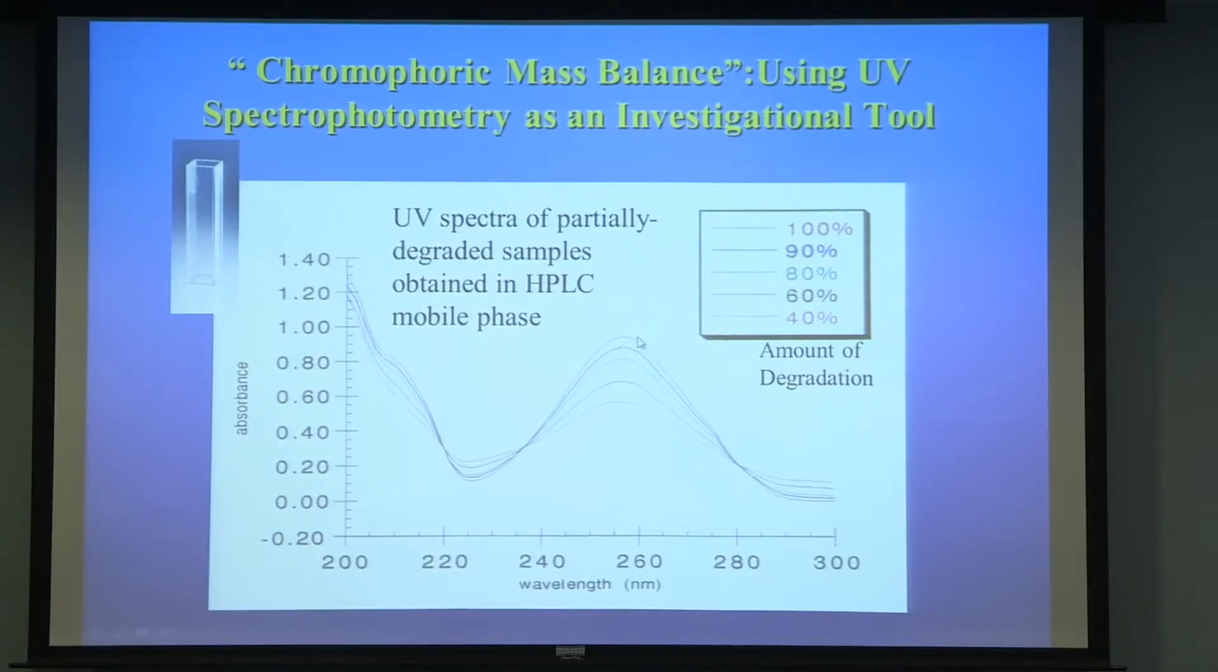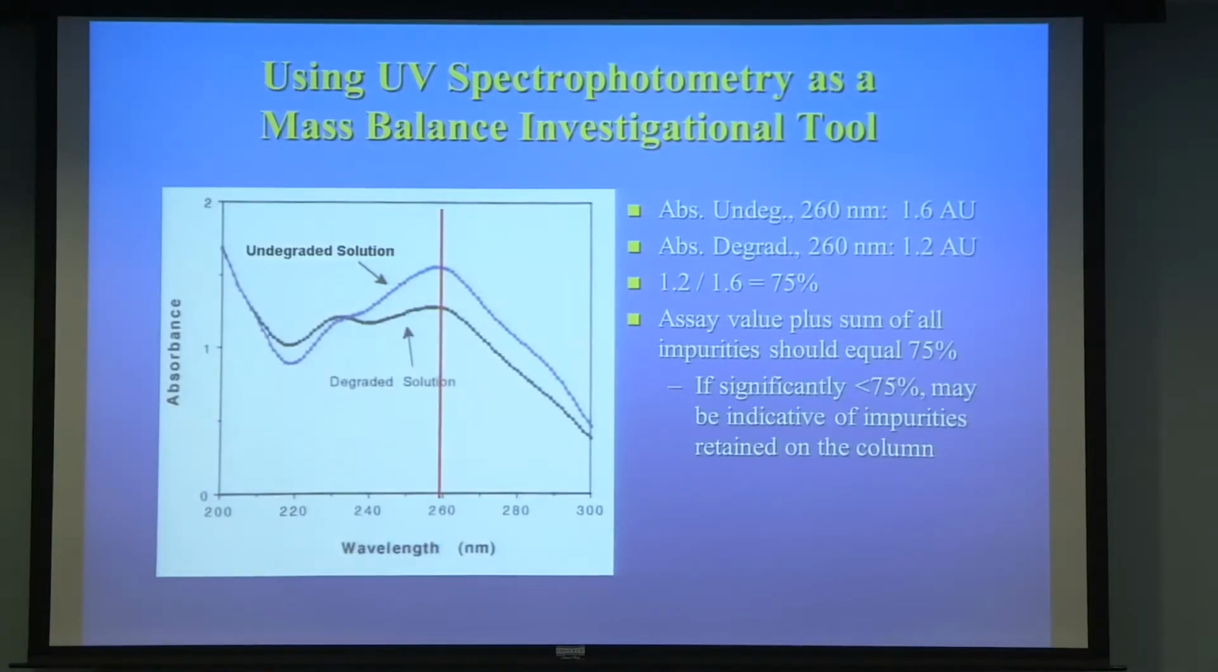So if you look at 40% degradation, you're losing a lot of this chromophore, right? And if you're at this wavelength, your total chromophoric response is the same. So you almost think about UV mass balance. It's a chromophoric mass balance. And I want to illustrate the idea.